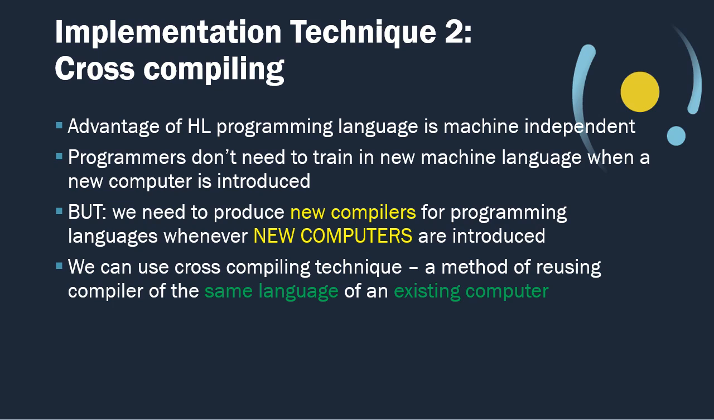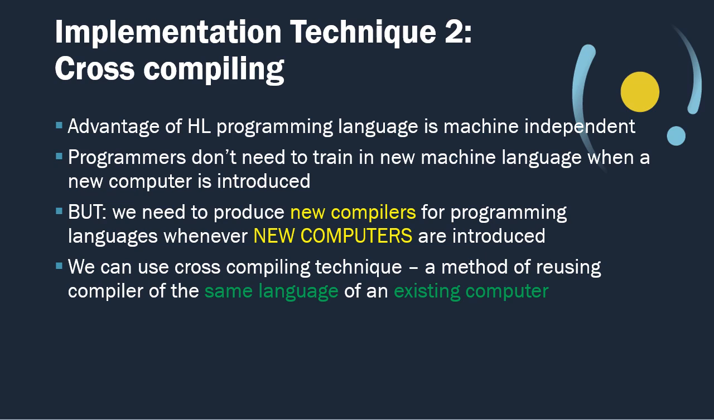Before we talk about the second implementation technique, let's discuss one of the advantages of high-level programming language: machine independence. It means programmers who already know a high-level language can do codings in multiple machines. So for example, if you know Java, you can develop programs using Java on Macintosh, Windows, and Linux computers. Because Java compilers for these machines already exist, you do not need to learn the machine languages of these 3 computers to write programs for them.